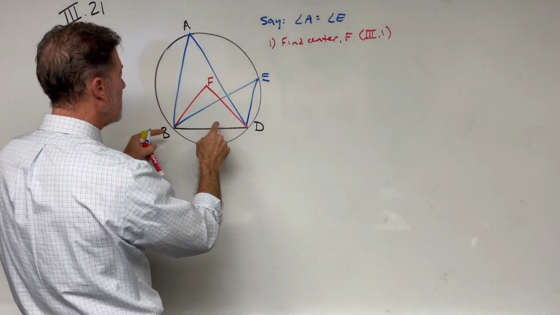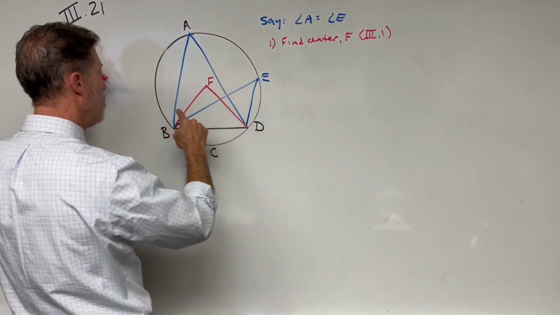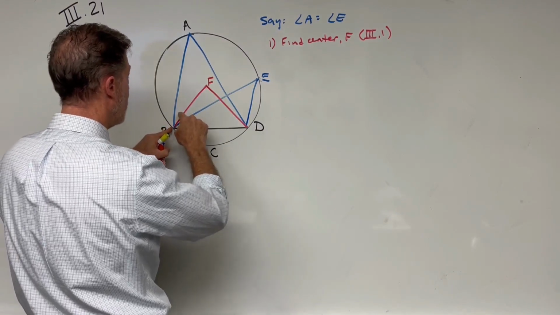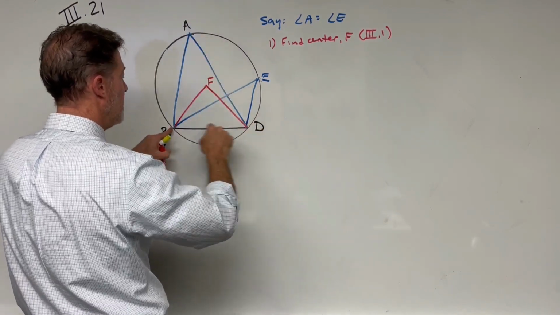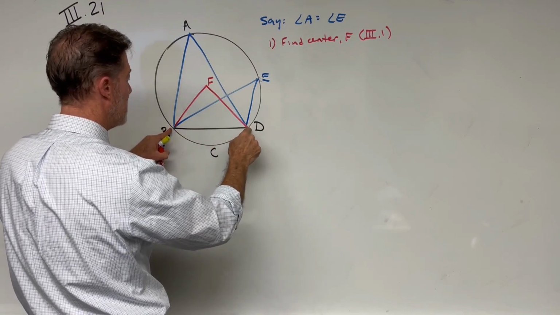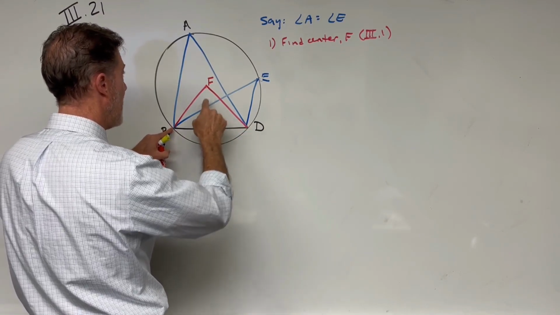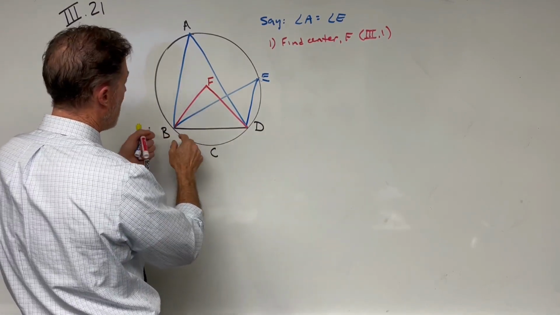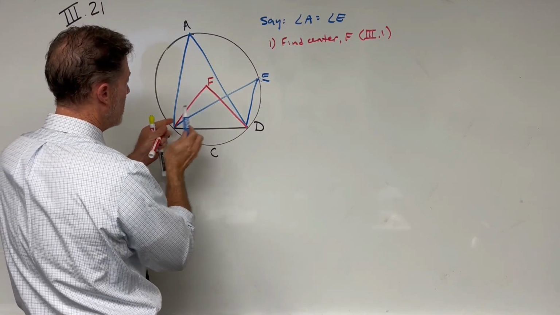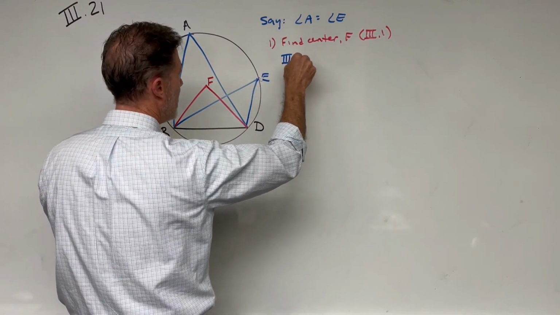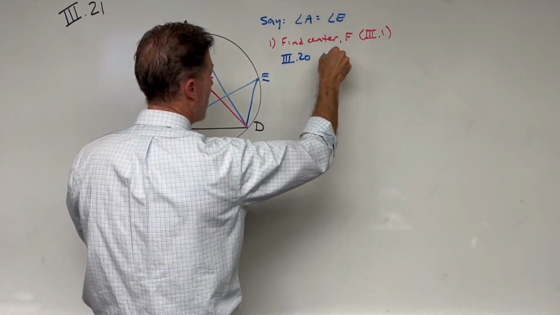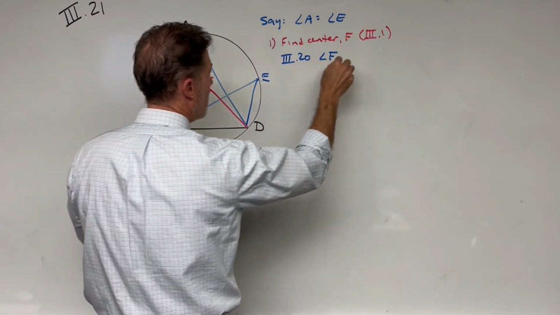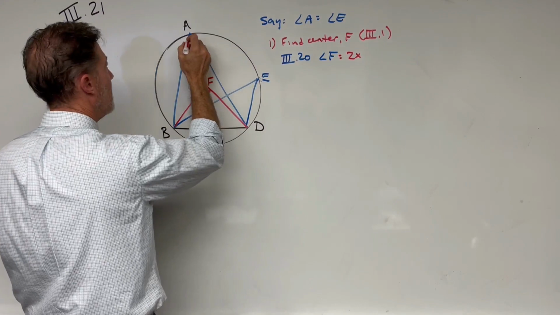And now we can see that we have a situation just like Prop 20, the prop before this, where we have an angle. So we have an angle at A that's standing on BCD as a circumference, as a base, and we have the angle at F standing on that same circumference as a base. And so we know from Book 3, Proposition 20, that the angle at F, this angle here, is twice the angle at A.